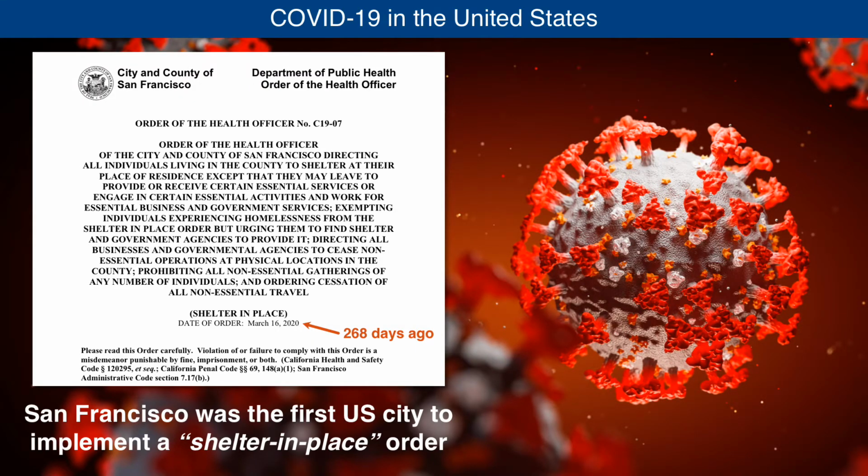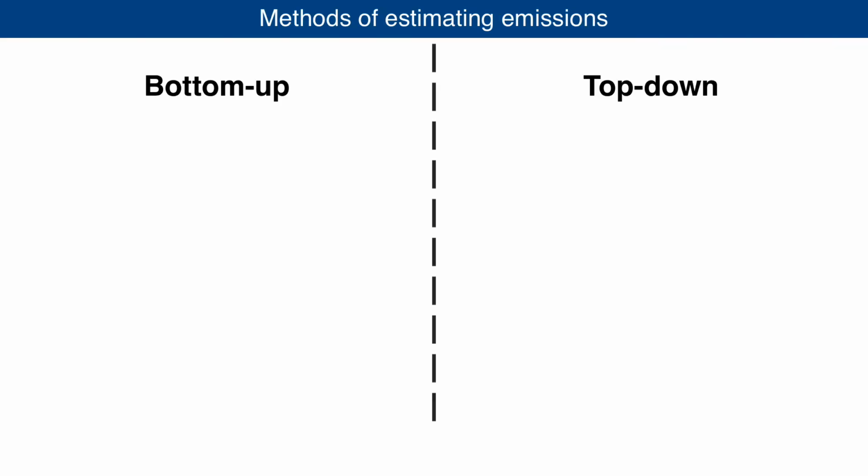San Francisco is an ideal city to examine, as it was the first city in the United States to implement such a shelter-in-place order. And the order was enacted on March 16, 2020, or about 268 days ago. Because it was the first city in the US to enact such an order, we might expect the most abrupt response here. Now, before I get into the specifics of the changes observed during COVID-19, I wanted to talk about how we actually go about estimating emissions.